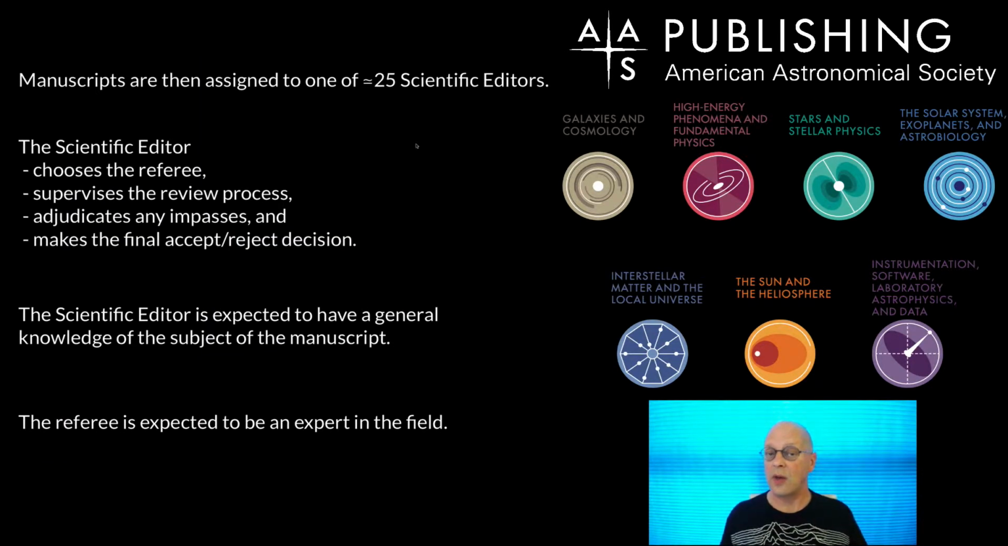So the lead editor in one of the corridors that you submitted to then selects one of roughly about 25 scientific editors, which could be the lead editor themselves. The scientific editor chooses the referee, supervises the whole review process, adjudicates any impasses, and makes the final accept or reject decision, and we'll come back to this later in this series. So the scientific editors are usually pretty broad. They're senior people in the field. They've got a broad sense of what the field is. And so they are expected to have a general knowledge of the subject matter, but it is the chosen referee who's expected to be an expert in the field.